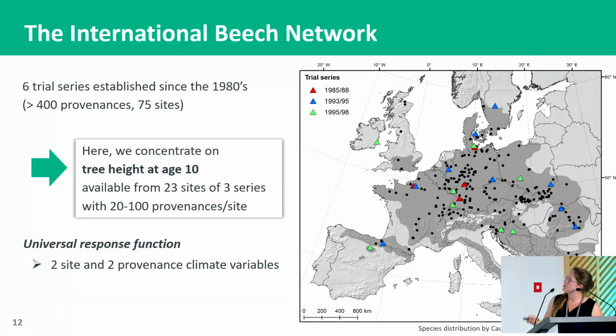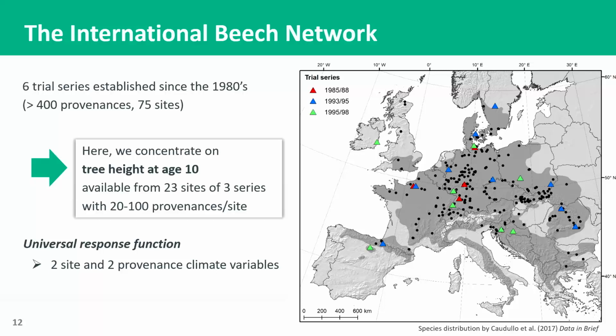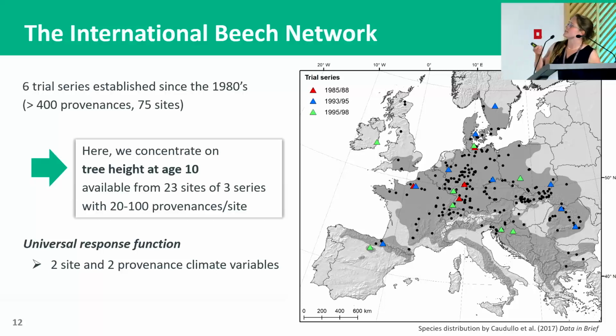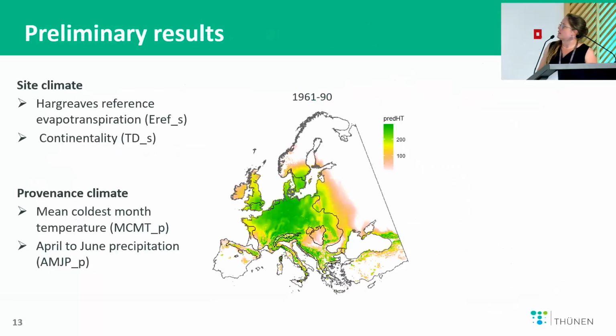So now briefly to the beech example, there's also a super huge international trial. There were 6 series established since the 1980s with over 400 provenances and 75 sites in 23 countries in Europe. Here we also concentrate on tree height of H11 available from these 23 sites from three of the series. We likewise fitted a universal response function looking at 2 site and 2 provenance climate variables. The variables identified were, for each site and provenance, a moisture and temperature-related variable that had the most explanatory value for this model.